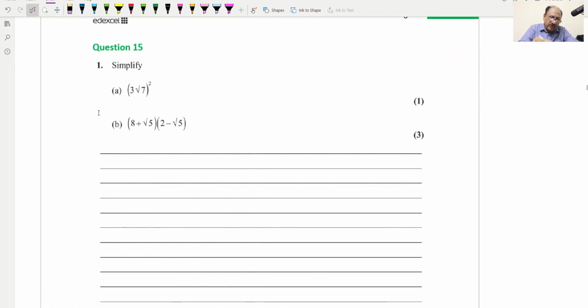Question number 15 of this flow, and question number 1 of the past paper. Part A is 1 mark. We have to just open the square, so the square will be 3 under root 7 into 3 under root 7. We can write it like this.